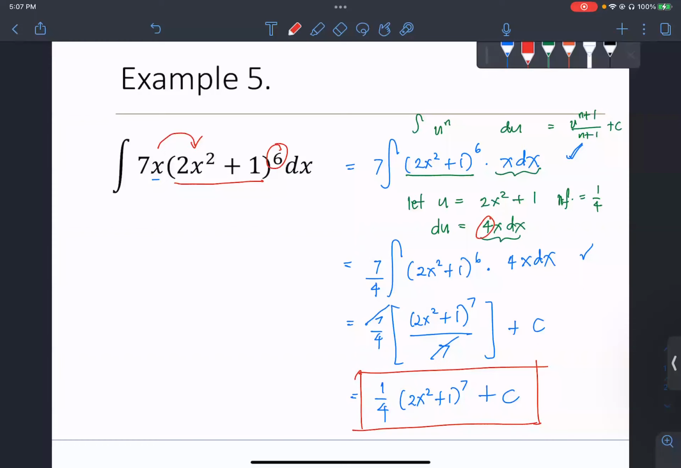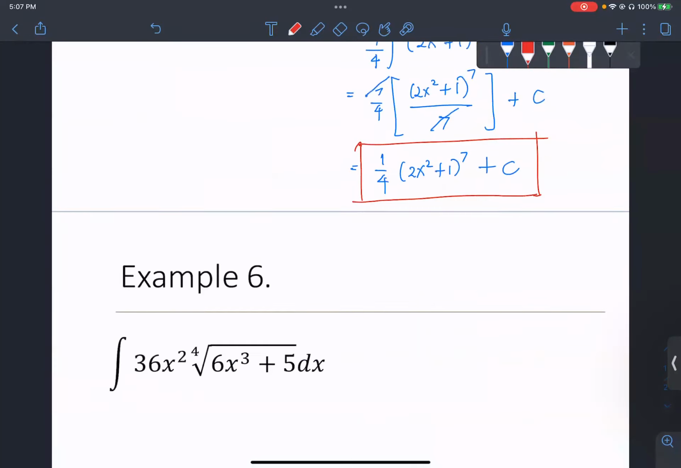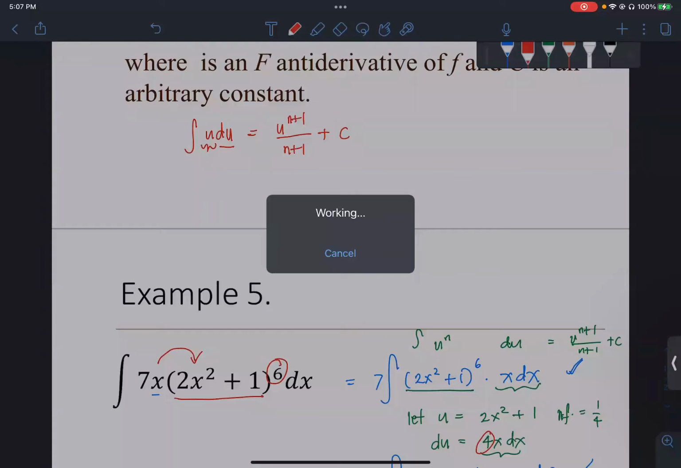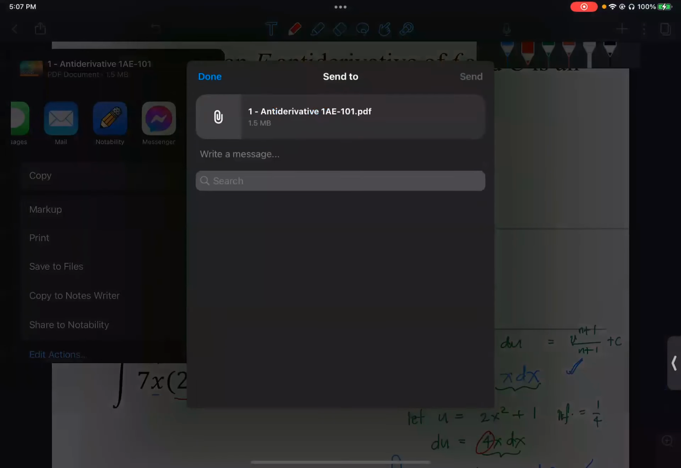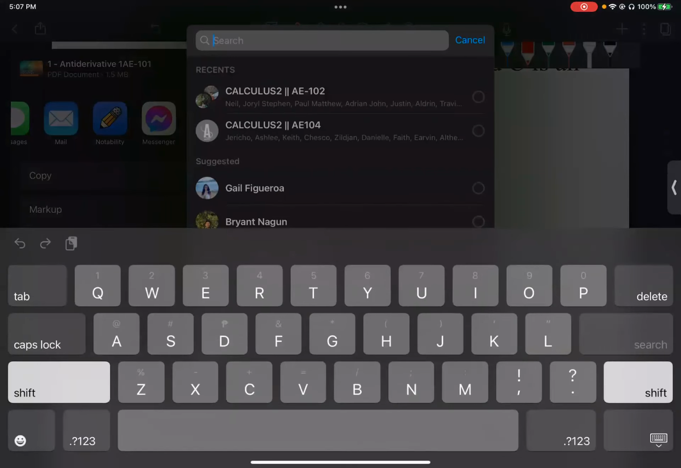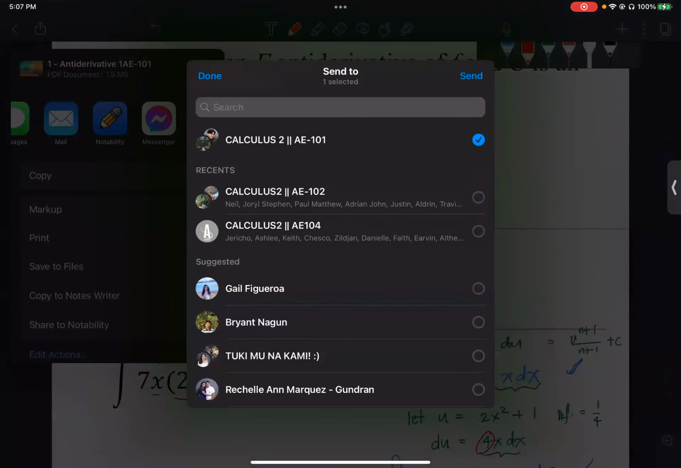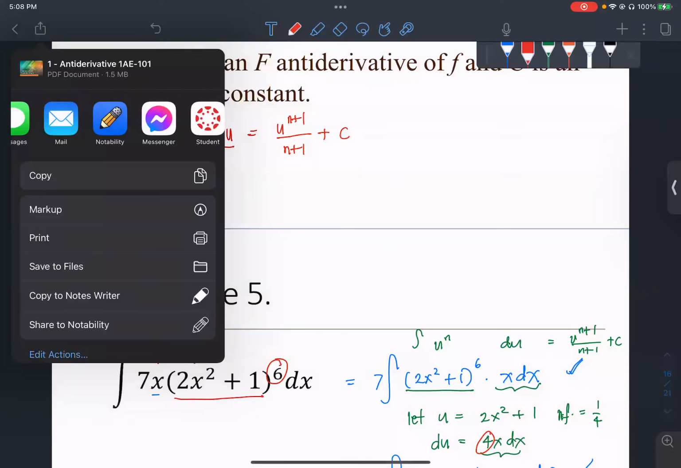Okay? So we'll have more of this on Monday. So by the way, yung nakalagay yung assignment doon, I'll extend it to Wednesday. Hindi tayo natapos. Okay, so I'll send this one to our GC. AE 101. I'll stop the recording.